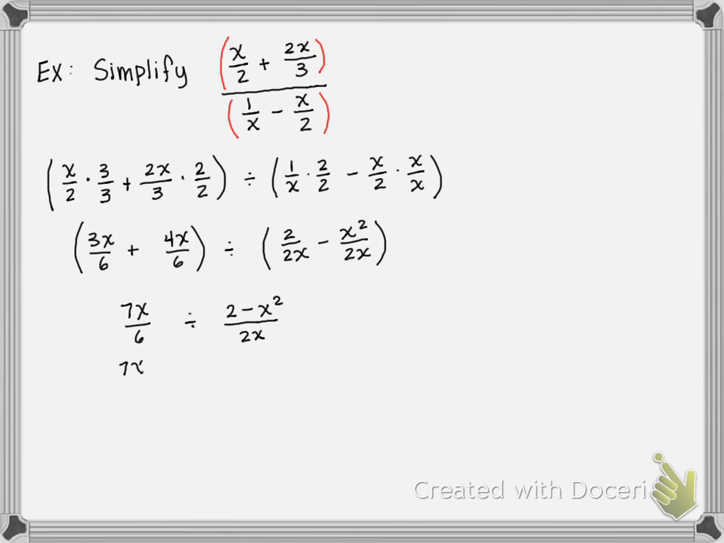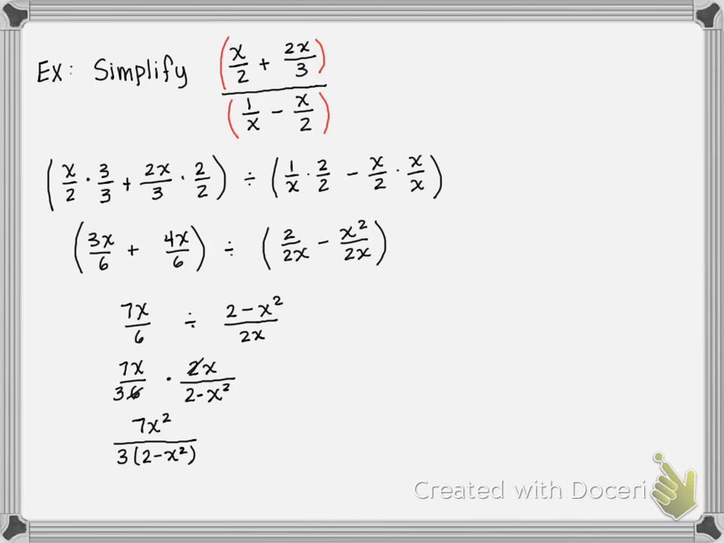So now we're going to multiply by the reciprocal. So 2x over 2 minus x squared. And the only thing that cancels here is this 2. So we end up with 7x squared over 3 times 2 minus x squared.